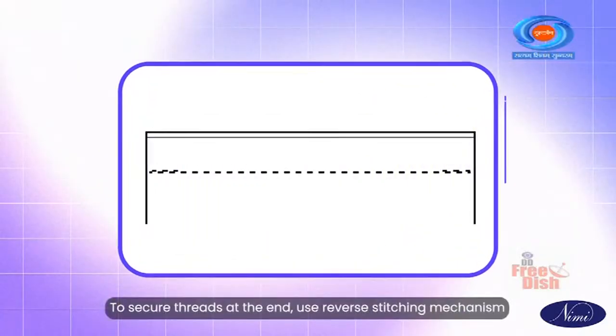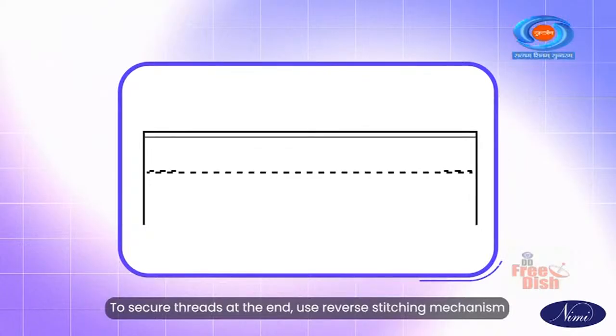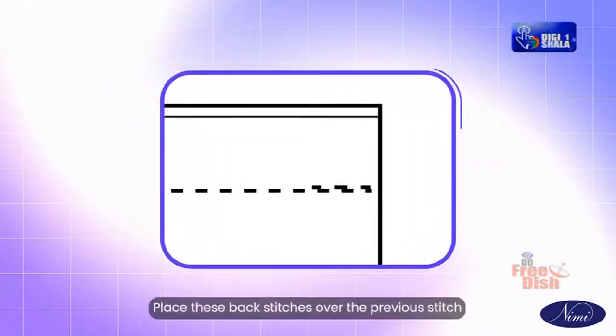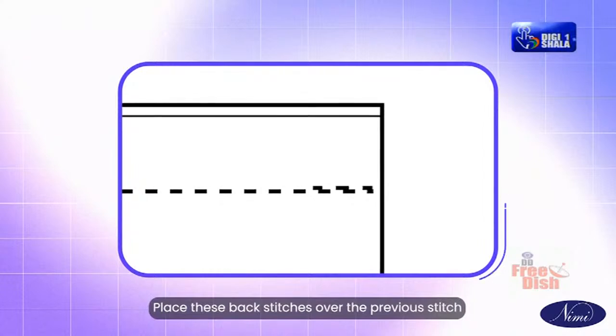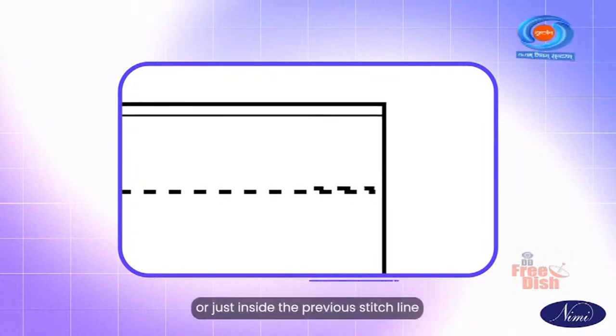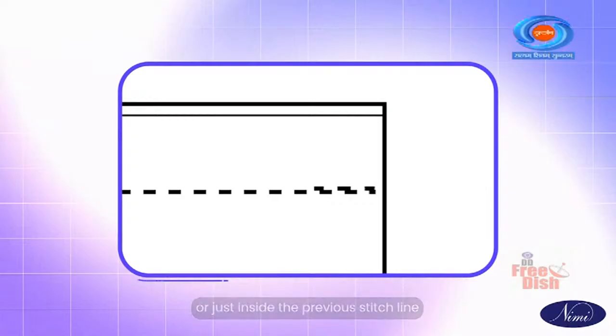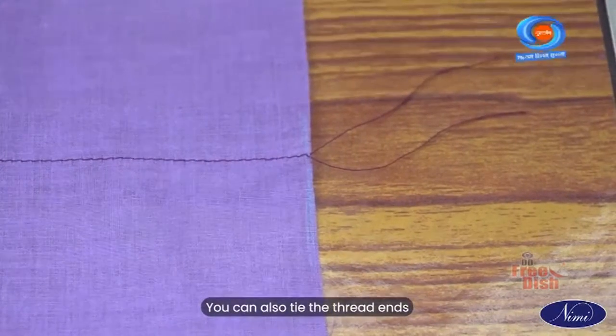To secure threads at the end, use the reverse stitching mechanism. Place these back stitches over the previous stitch or just inside the previous stitch line. You can also tie the thread ends.